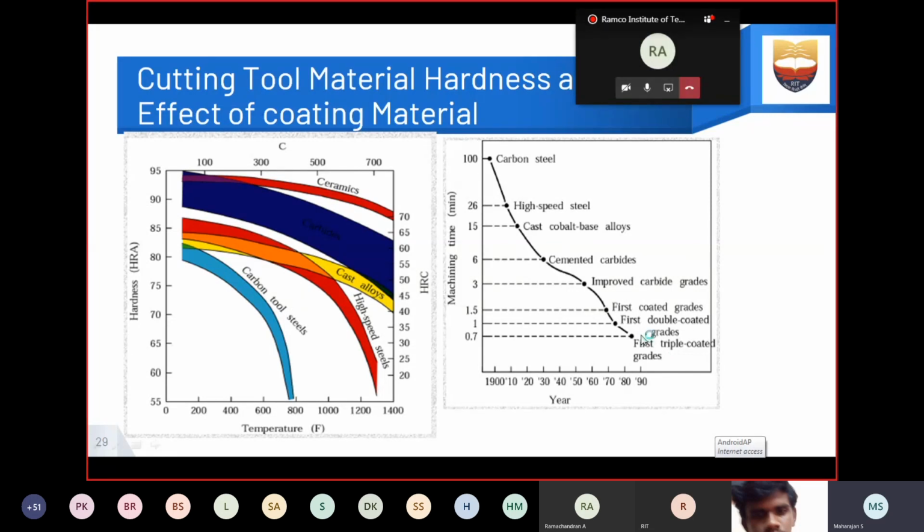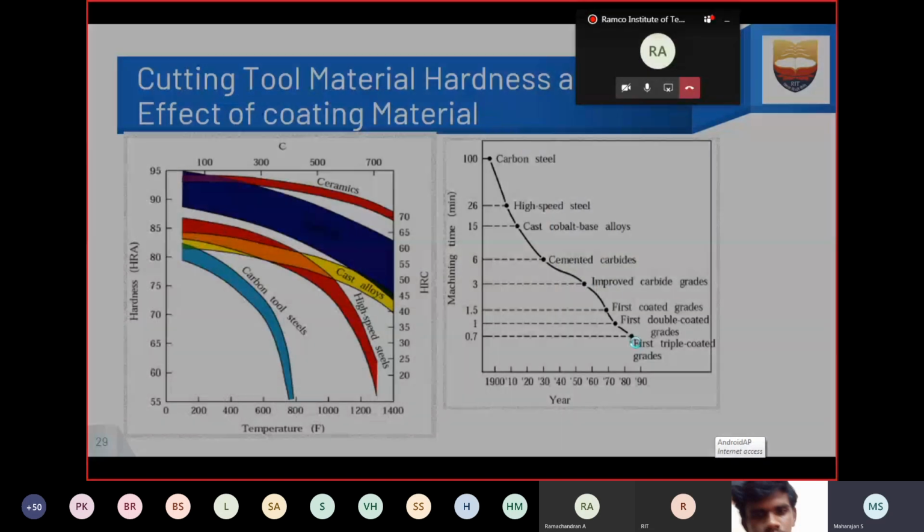So machining time, you see, is also very low. In a short duration of time, we can produce a component. Machining time is very less, and we can make the component. That is why nowadays we go for highly innovative tool materials.